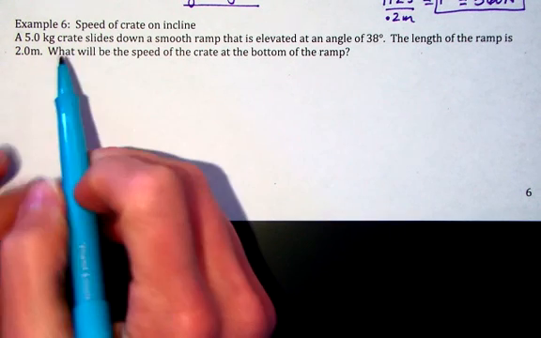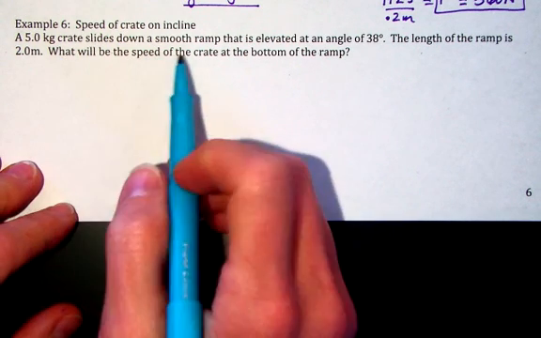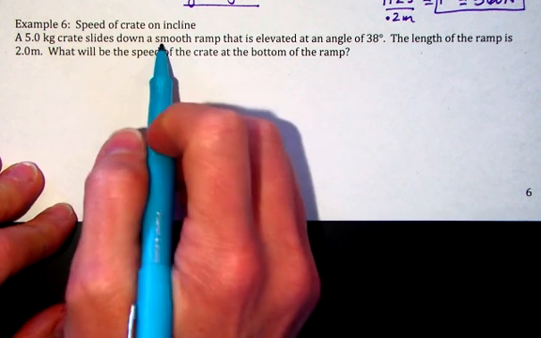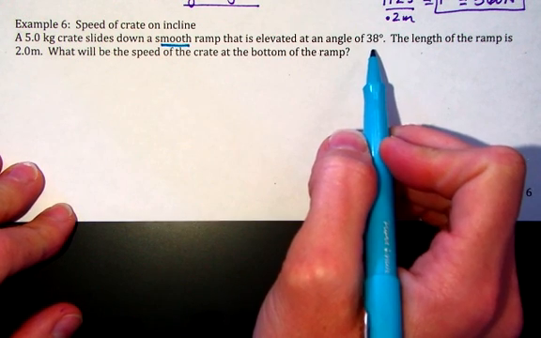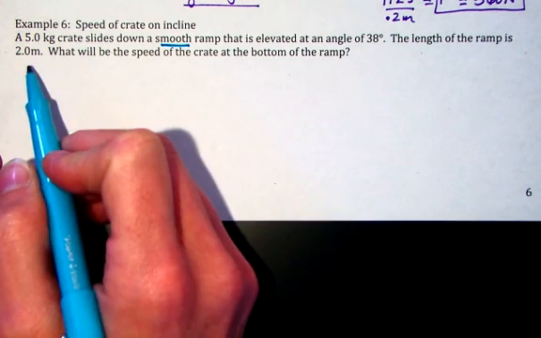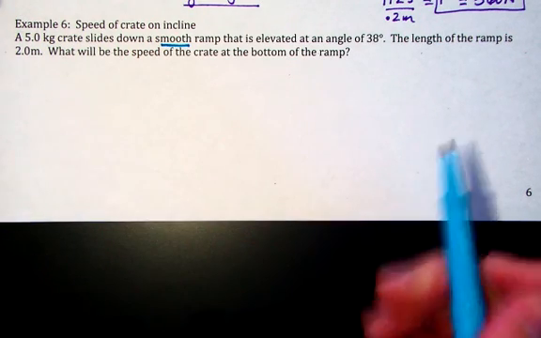There's a 5 kilogram crate sliding down a smooth ramp. What does that smooth mean? No friction. It's elevated at an angle of 38 degrees. The length of the ramp is 2 meters. What will be the speed of the crate at the bottom of the ramp?